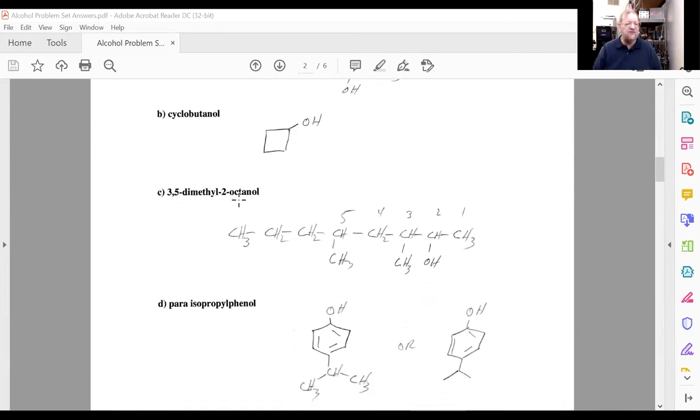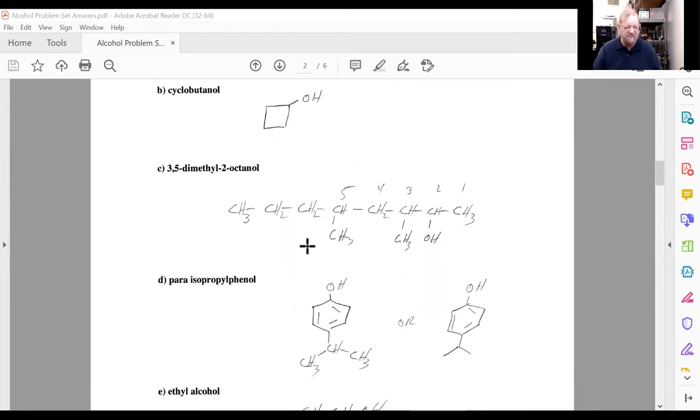If we go look at C, we have going from the right to left, OL ending, alcohol. That were E, octane, eight carbons. Keep on going. Where's the hydroxyl group? On carbon two. And then, ooh, methyl, CH3, dimethyl, two. What carbons are they on? Three and five. And there you have it.